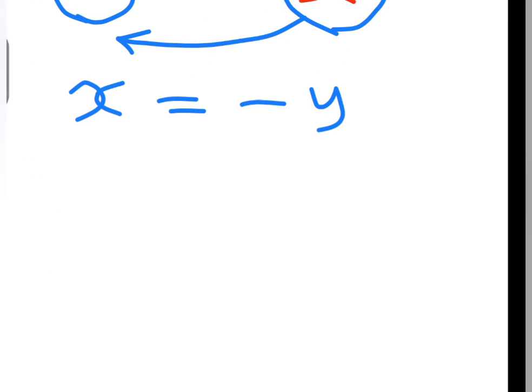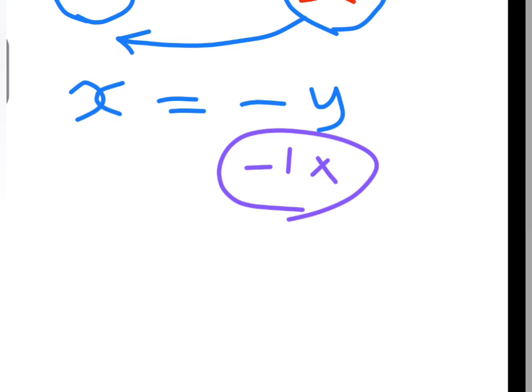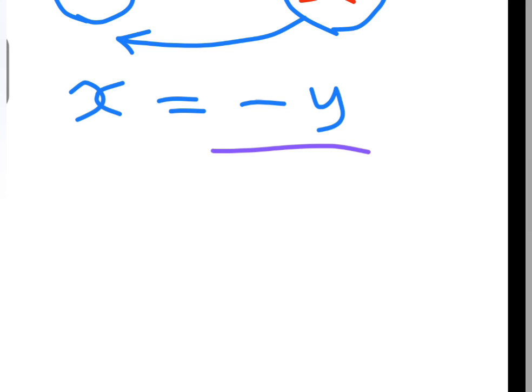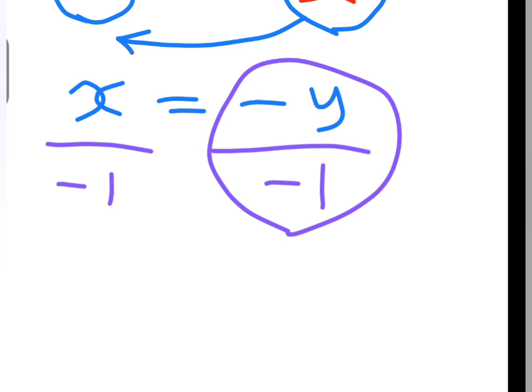Now we follow the steps and put y alone. Now here we have negative, which is multiplied by the y. So it's like negative 1 multiplied by the y. And because it's multiplied, when we do the opposite of multiplying, we divide. Very good. So we divide on negative 1 and divide on negative 1, because whatever you do on this side, you do it to the other side.